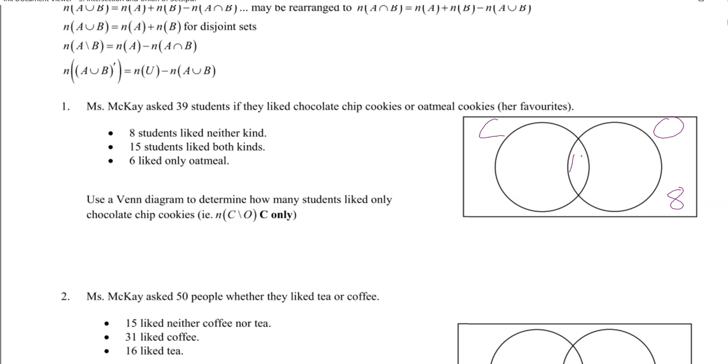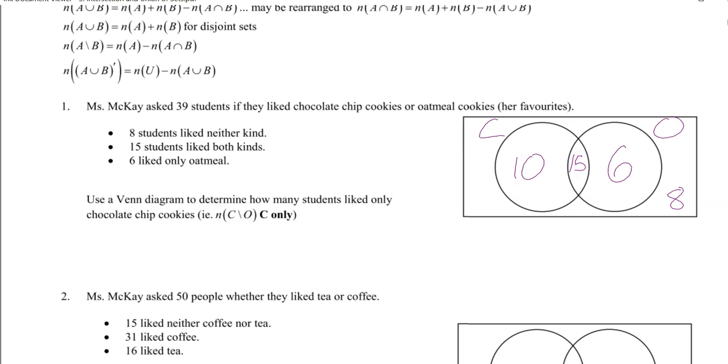So 15 like both. 6 liked only oatmeal. Can we put that in? Yes. Where? The right circle. So where I wrote the 6, that's oatmeal only. Where we put the 15, that's both oatmeal and chocolate chip. The 8 was neither. So how many have we accounted for? How many students do we have in the box so far? 29. But how many students do we have to account for? 39. So what's that mean?